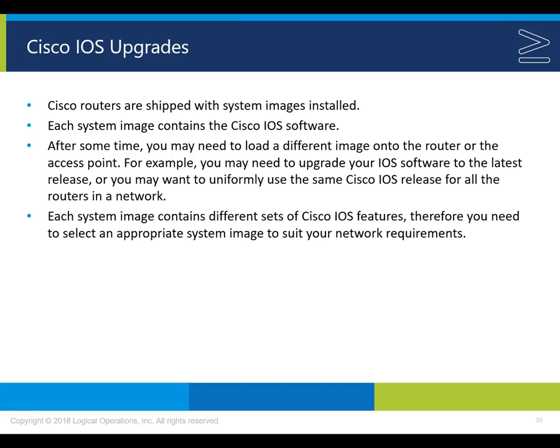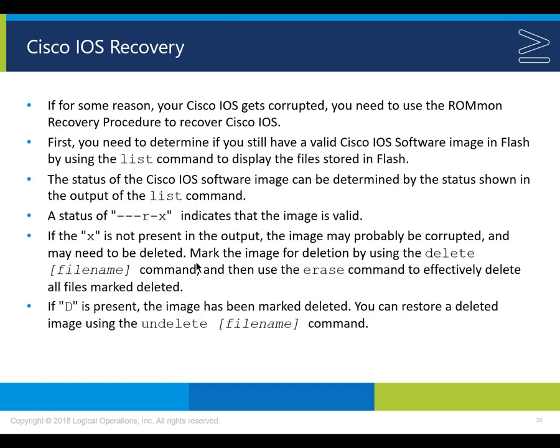The iOS upgrades, we talk about it and then we come back to here. Routers are shipped with images. Each image contains the iOS software. After some time, you may want to load a different image, to have different capabilities on the routers. Or the latest iOS release, you may want to uniformly use the same iOS release for all of the routers. Each image contains different sets of features. You need to select the appropriate image. We may want them all to have the same features, or we may want them to have different features, but we can't upgrade these things.